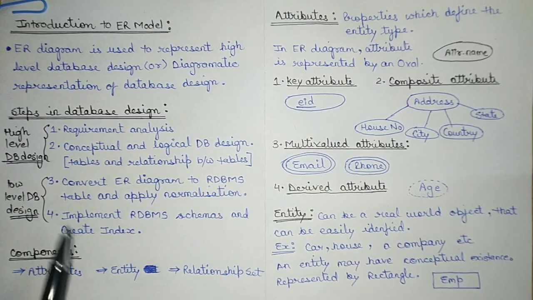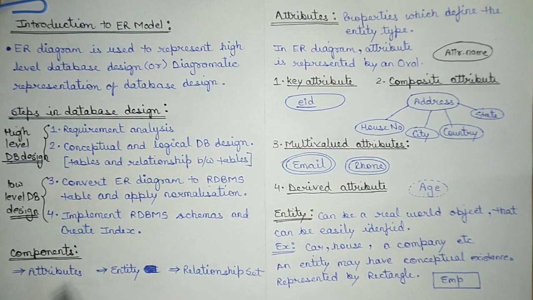Now what are the main components of ER diagram? There are 3 main components of ER diagram. One is attribute, another one is entity. Entity is nothing but an object, and the relationship set is the relationship between the attributes or the entities.